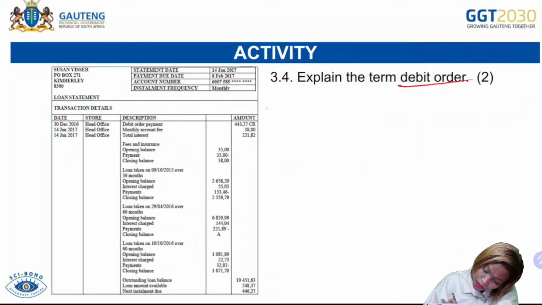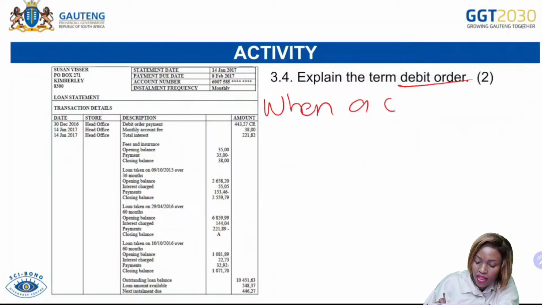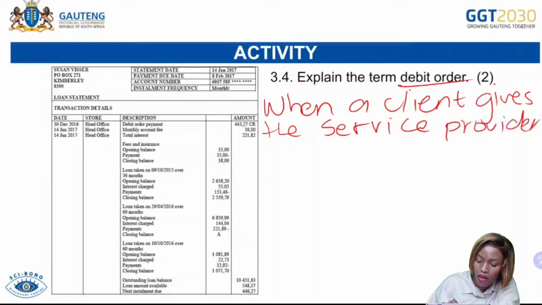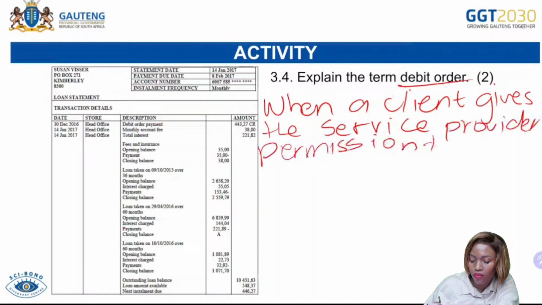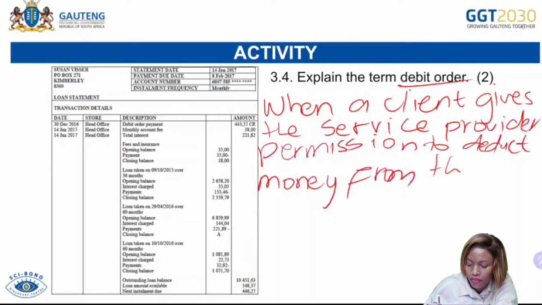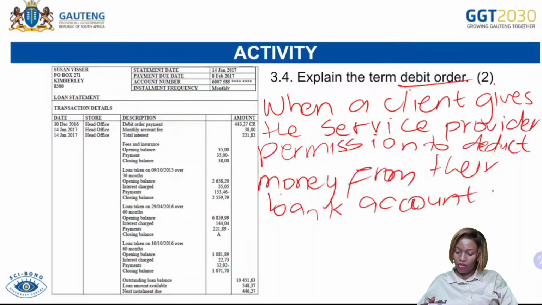So let's say when a client gives the service provider permission to deduct money from their bank account.